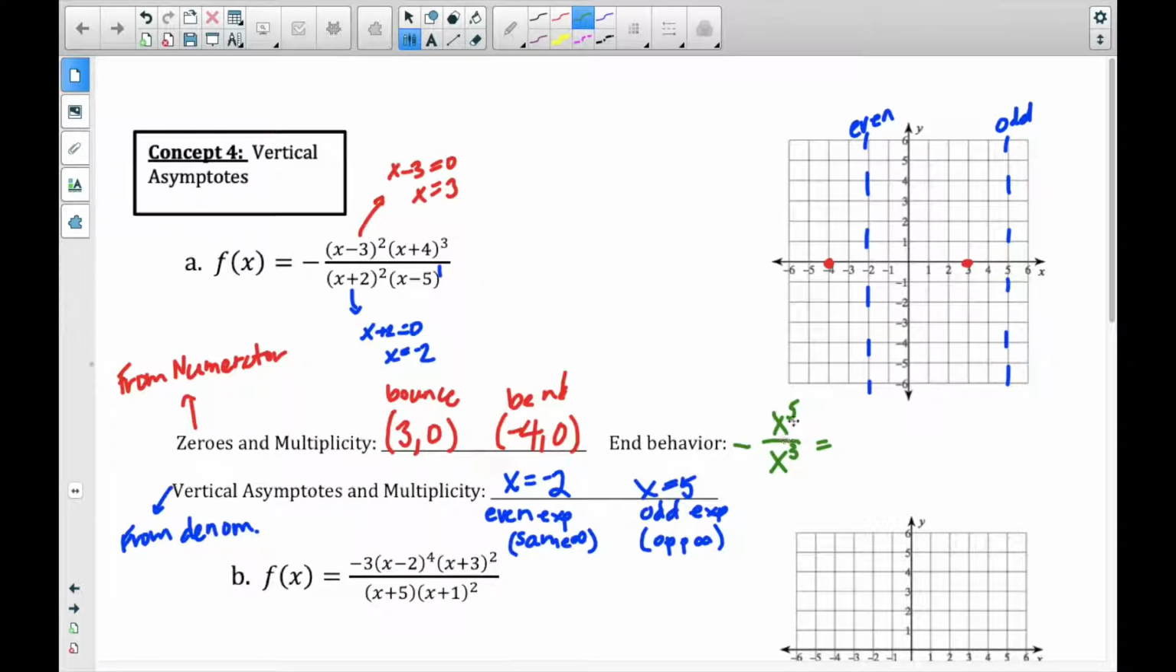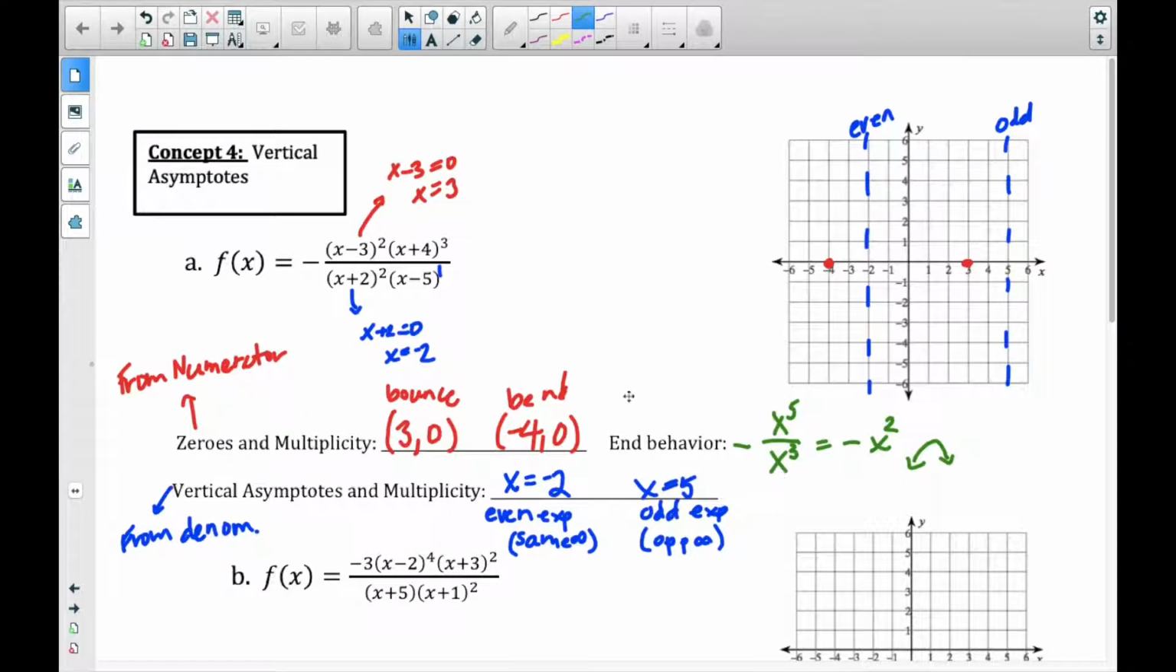Now that is a very brief simplification. There's more to it. But all I care about is the leading coefficients, the leading exponents, the degree of the polynomial. And there is a negative, so I want to put my negative there. That can be reduced, right? What does that reduce down to? That's x squared. And you know what a negative x squared graph looks like. This is what a negative x squared graph looks like.